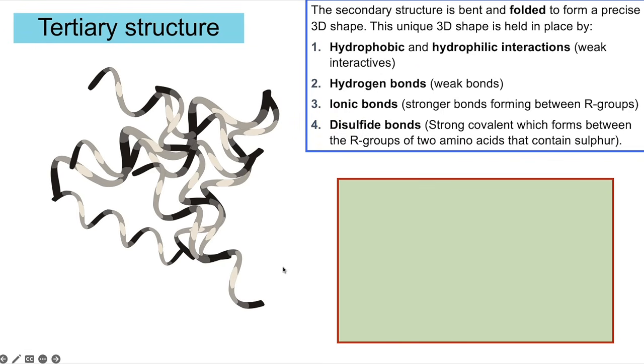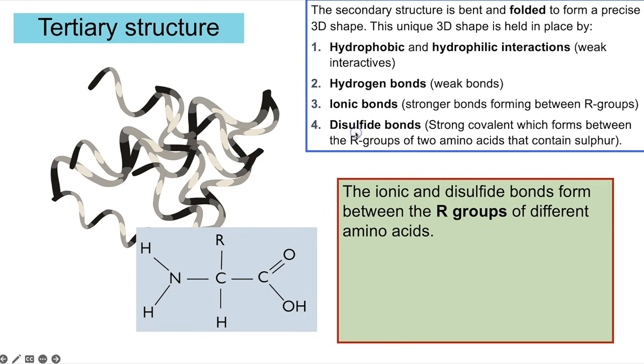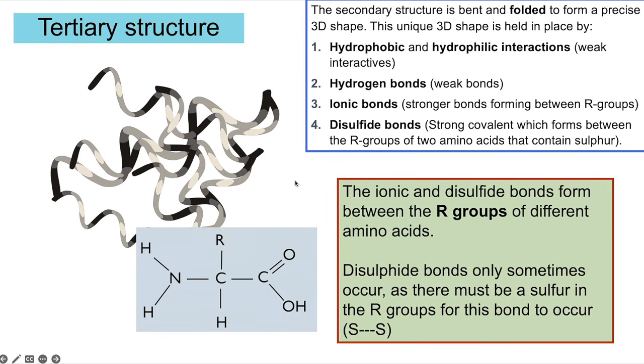Next then we have the tertiary structure, and this is the further folding, and it's held in place by a range of different bonds. You have hydrophobic and hydrophilic interactions, which are quite weak. You have even more hydrogen bonds, which are also weak. But then you'll have ionic bonds, which are slightly stronger. And the ionic and disulfide bonds, the disulfide bonds being the strongest of them, the covalent bonds, those are going to form between the R groups of different amino acids within the polypeptide chain.